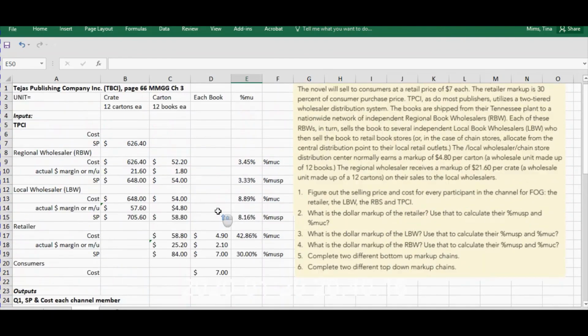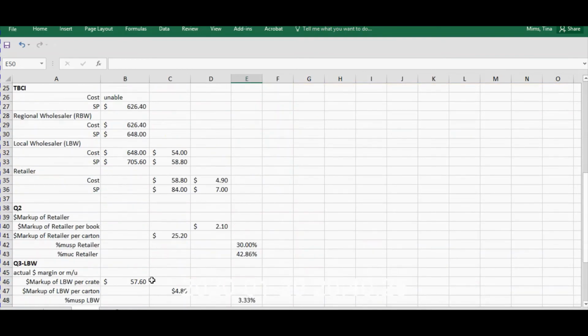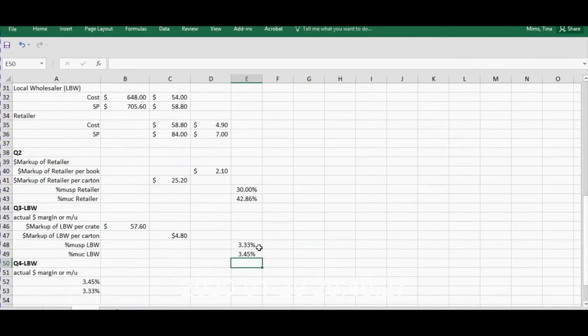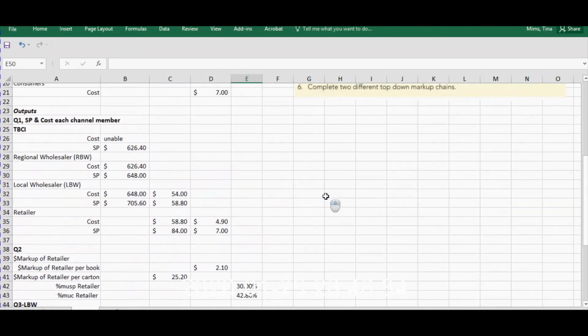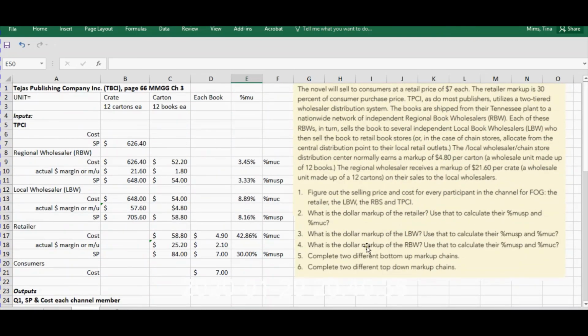As we get closer to one of the cases that you're going to do in class, we're going to want all of these calculations that I did here to actually show up down here in the output section. But I hope this first time through really shows you the activity going through it. All right, now let's look at what our question 4 is, and we'll be finished with this video. What is the dollar markup of the regional book wholesaler?